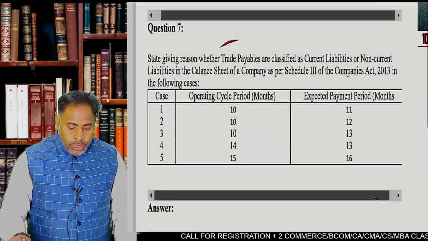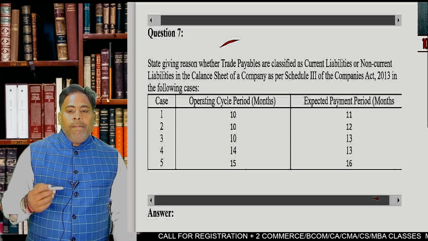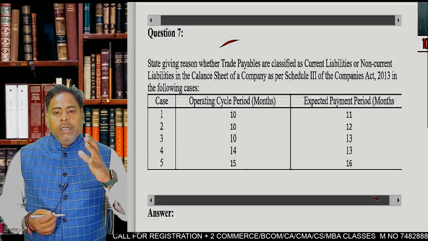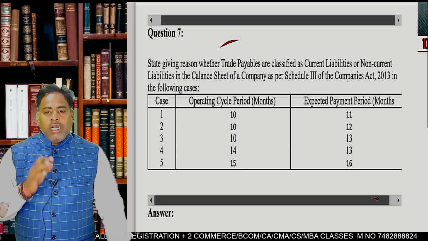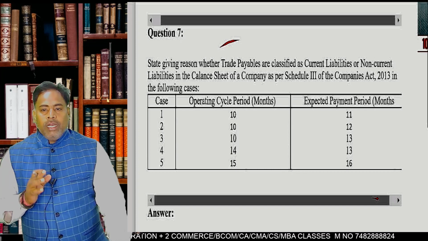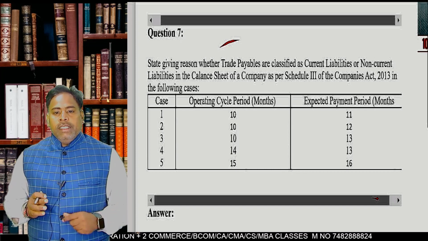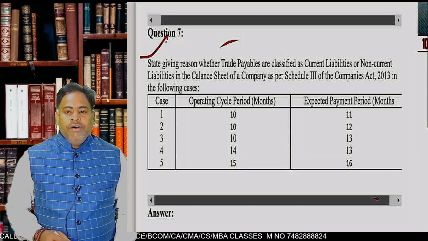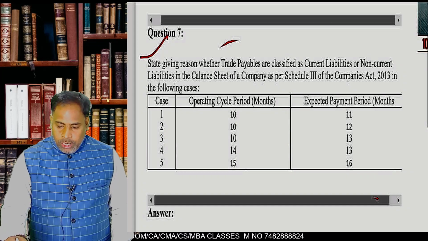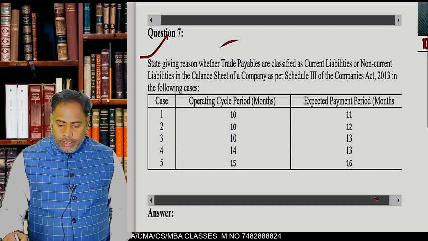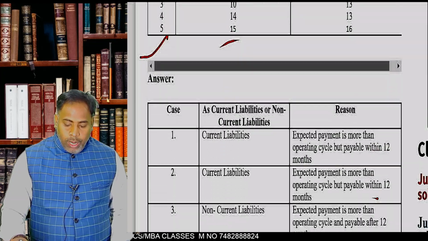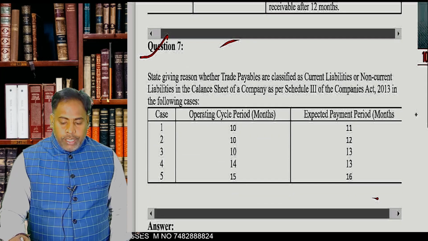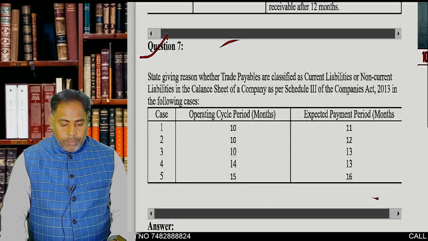Next we will go to question number 7, the same question in the same pattern. In the given statement, the trade payables are classified into current and non-current under Schedule III of the Companies Act. The operating cycle in months is already given and the expected period is given. So this is the task for you. You can do this. Same as in question number 6, it will be the same, so I am not going to cover this. This is the question. If you want, you can take a screenshot of this.